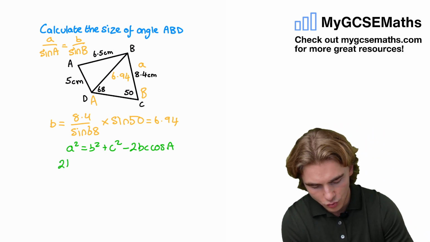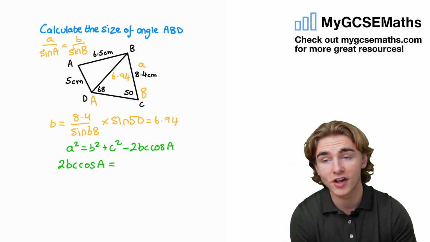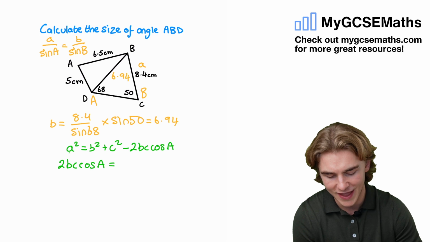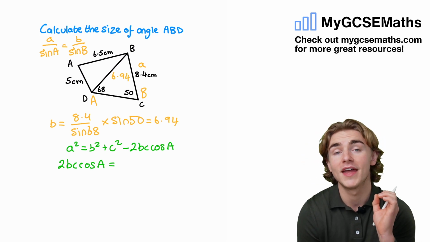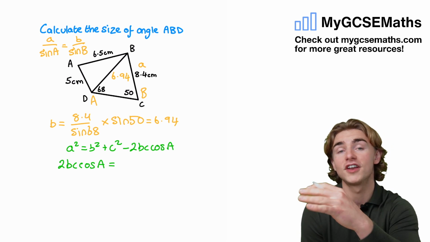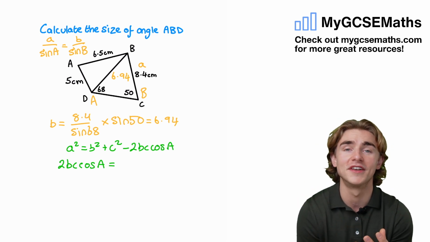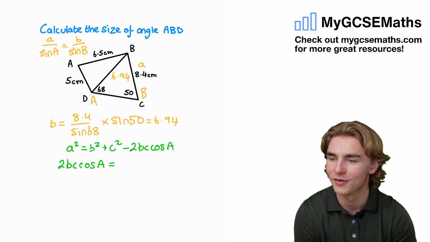We're going to get 2bc cos A equals, and then I'm also, in this step, going to subtract a squared from both sides of the equation, again, just to save a little bit of space. If you're not sure how to do this, or if this is a little bit confusing, watch the video a few videos ago, which goes through this method in detail for rearranging this cosine rule.